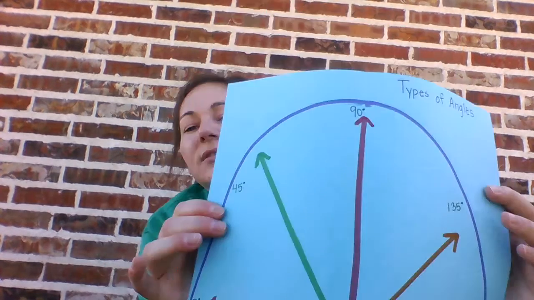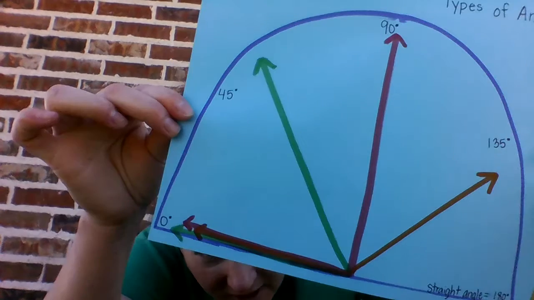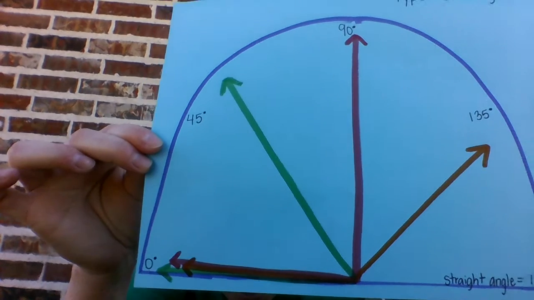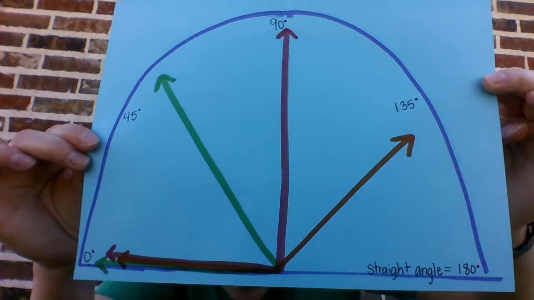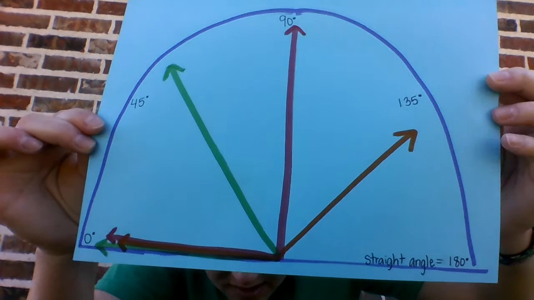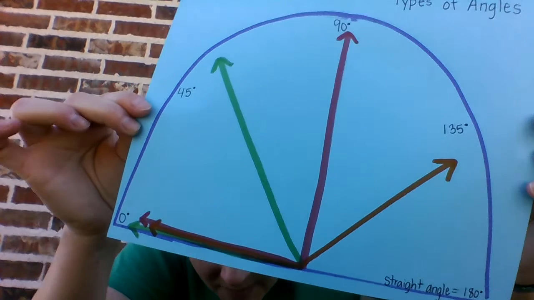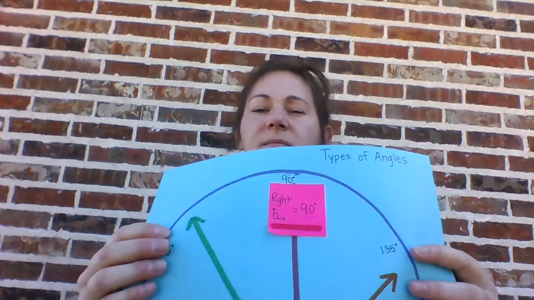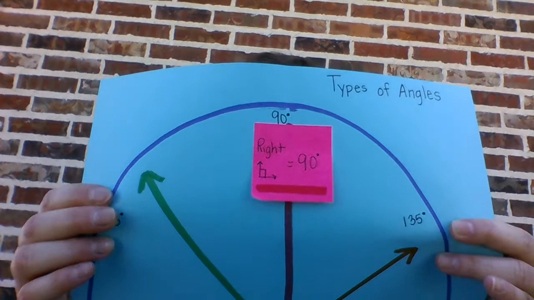A protractor measures angles. Okay, now on my protractor, I labeled it from 0 to 180, okay? So 0, and then I drew up to 90 degrees, okay? So I'm going to mark that 90-degree angle as a right angle. So here's my right angle. So a right angle is 90 degrees, okay?